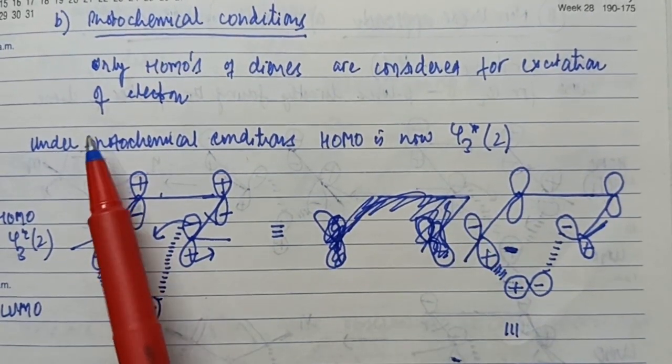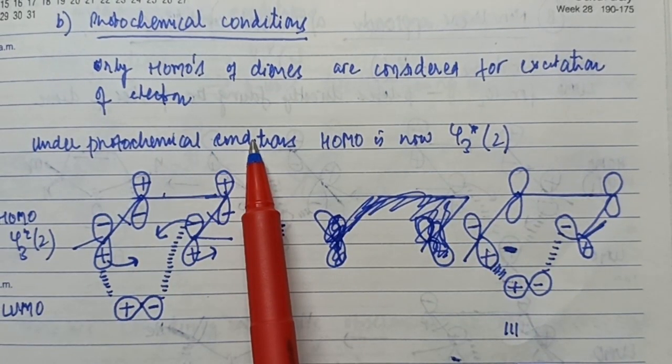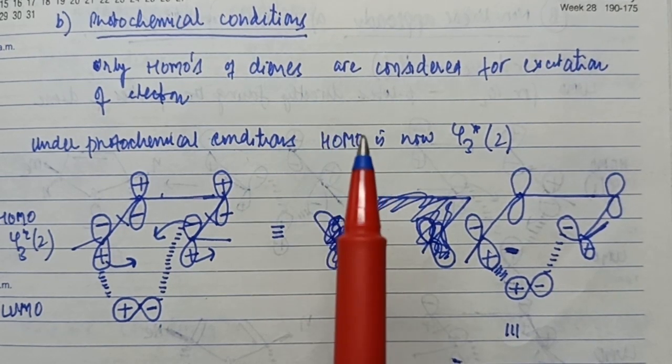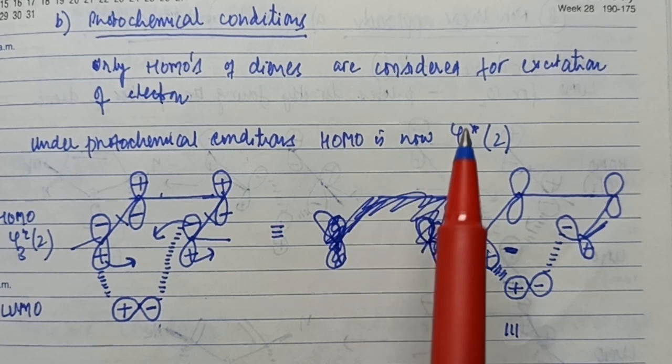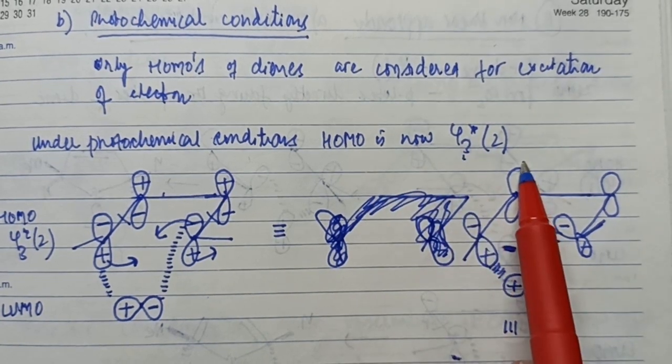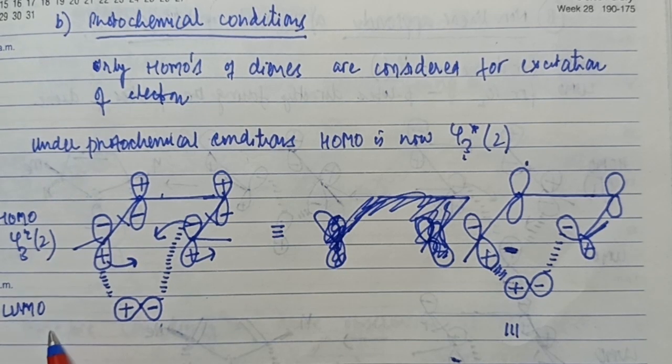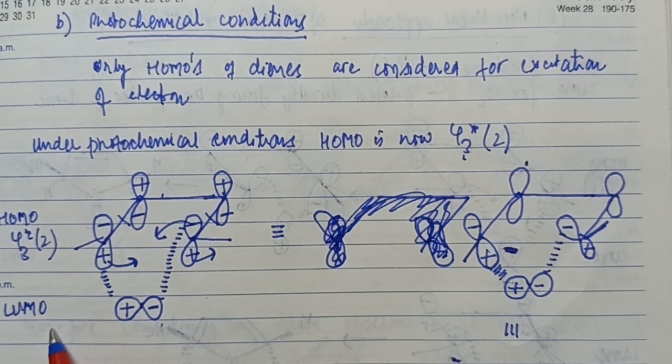Okay. Under photochemical conditions, once a photon of light strikes the HOMO under ground state, which was psi 2, one electron jumps from psi 2, and now the new HOMO is psi 3 star having 2 nodes. So if I have to draw the HOMO of this and to draw the LUMO of sulfur dioxide, then the things are again simple.